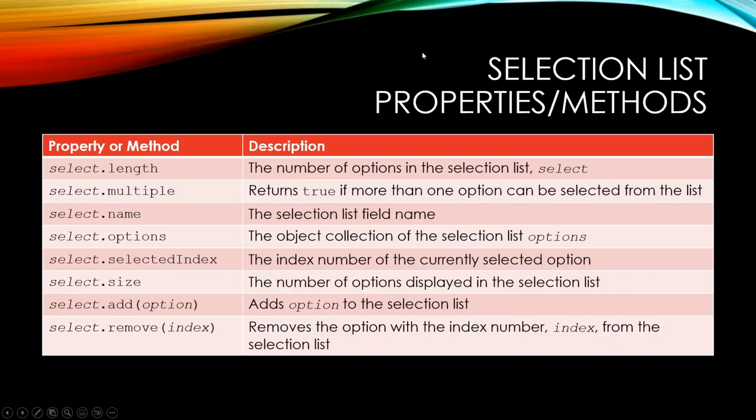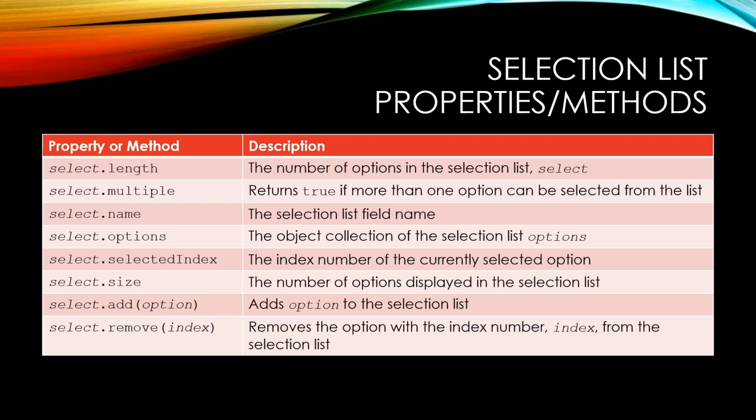Here we've got a lot of great selection list properties and methods. They will look very close to what we use in an array. So we've got the length, so the number of options in that pull down. We've got multiple if we can select multiple. We've got the name, which is the field name. We've got the options. We've got the selected index. We've got the size. And the size is going to be the number of options displayed in the selection list. Don't get size and length confused.